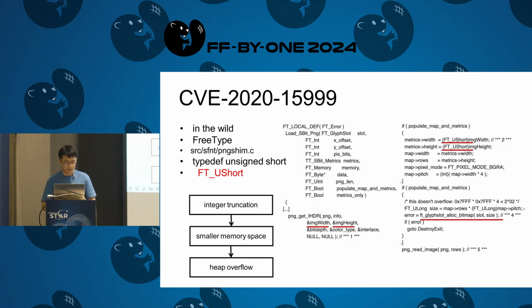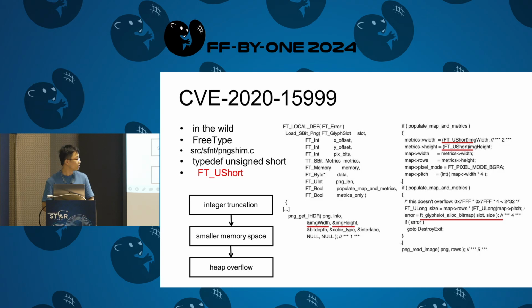The vulnerability exists in the Load_SBit_Png function, which processes the PNG images embedded in fonts. This function first obtains the image width and height from the header as 32-bit integers, and then truncates the obtained values to 16 bits and stores them in the FT_Bitmap structure. And then it will use the truncated values to calculate the bitmap size. Then it will allocate the backing store of that size. You can see it finally passes the PNG structure and the backing store to the PNG function.